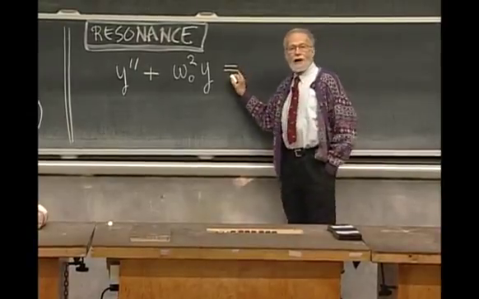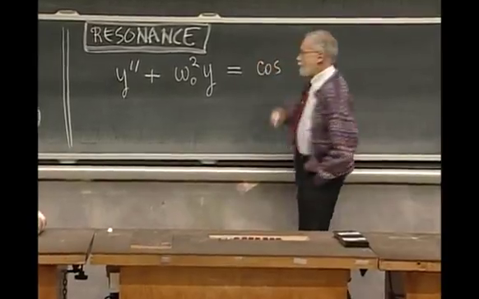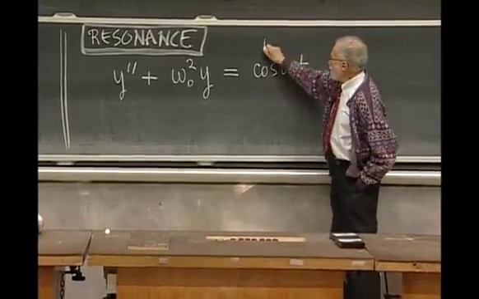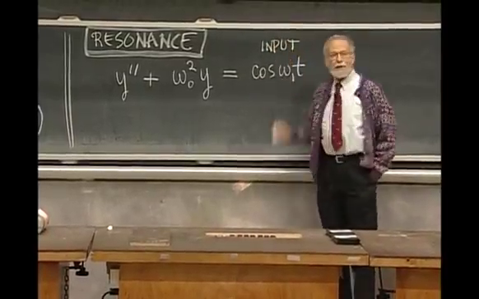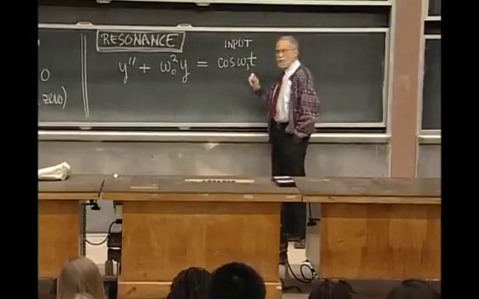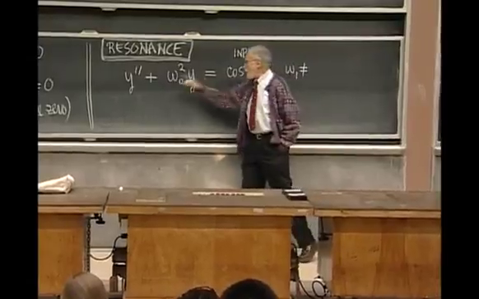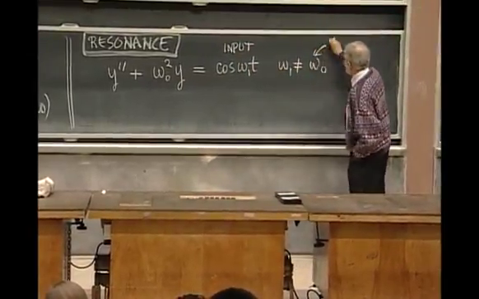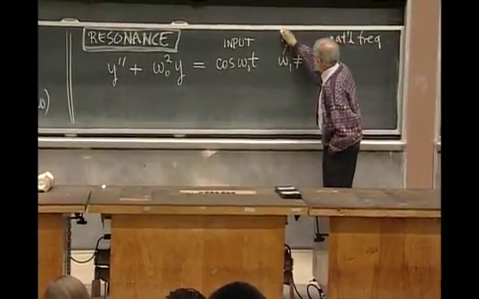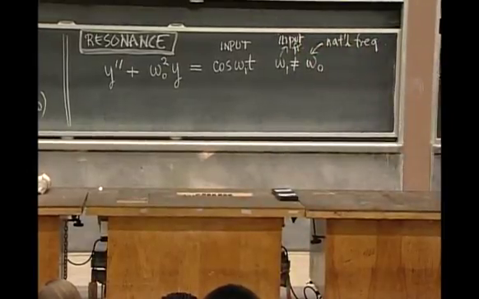What we're doing is driving that with a cosine with something of a different frequency. So this is the input, or the driving term as it's often called, or sometimes called the forcing term. And the point is, I'm going to assume that the driving frequency is different from the natural frequency. So this is the input frequency. Okay, and now let's simply solve the equation and see what we get.